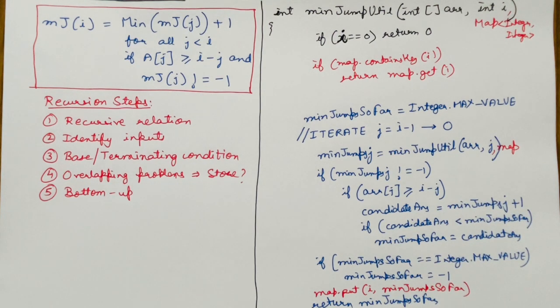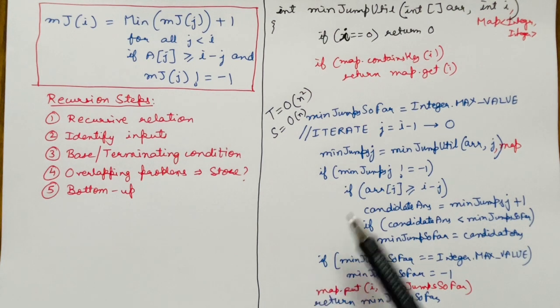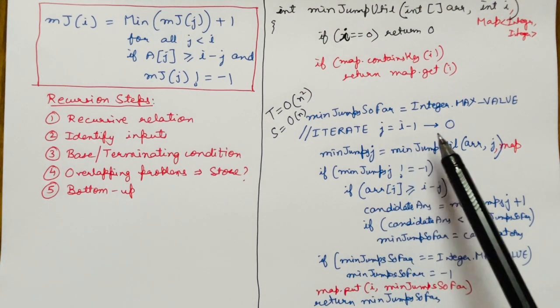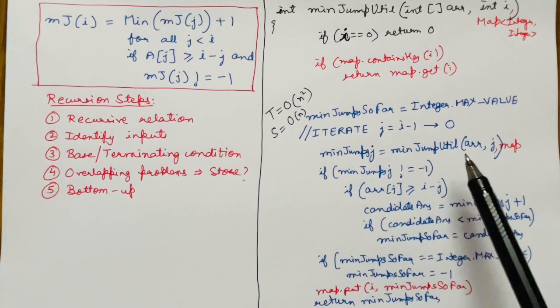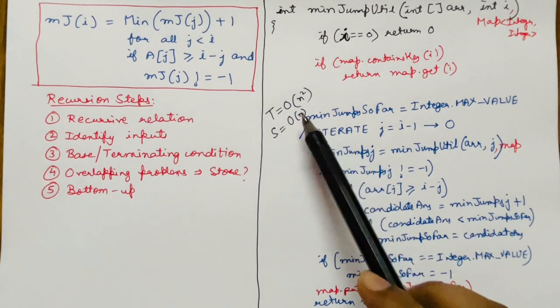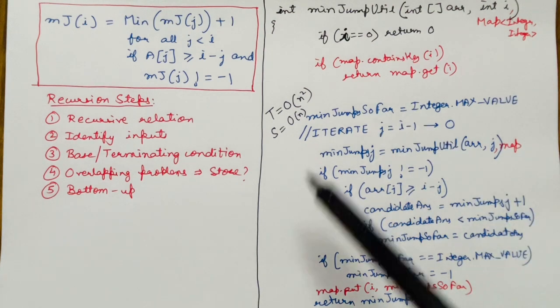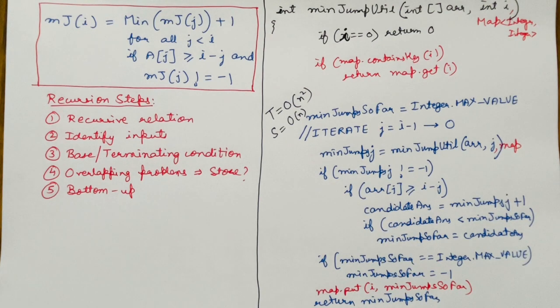So what is our time complexity and space complexity now? Our time complexity is big O of n square, because for every position in the array, we have to iterate again for all indices which are prior to that position. Therefore, the time complexity is big O of n square. And space complexity is big O of n, because our map contains the answer for every index and n is the length of the array. So this completes our top-down dynamic programming algorithm to calculate the minimum number of jumps.